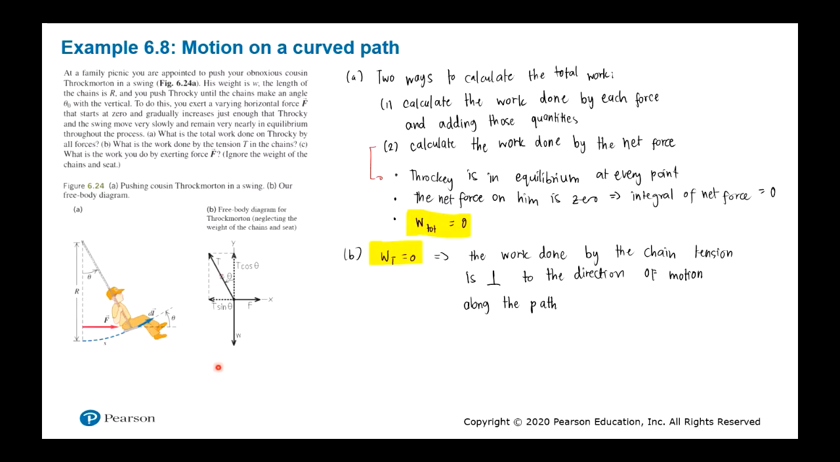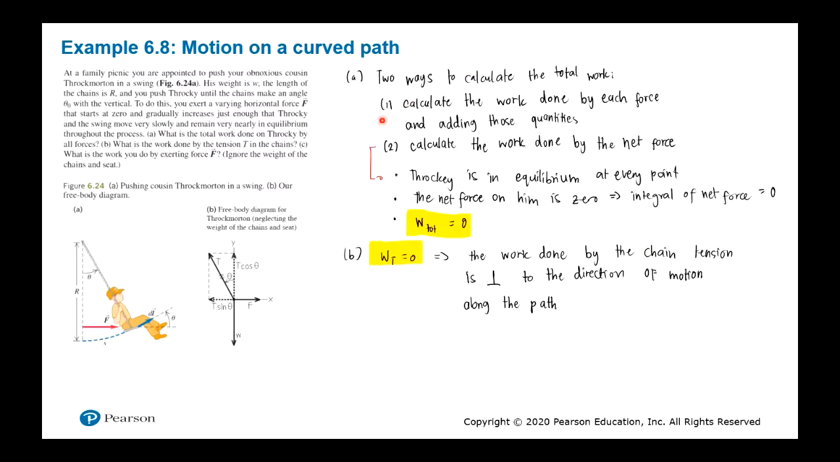So this is our drawing of our obnoxious cousin, and here is the free body diagram for that cousin. We have the tension at an angle theta, so we will be considering the components of that, T cosine theta and T sine theta. Then we have our direction of motion along this way, so that's why the F is this way. And then we have the weight.